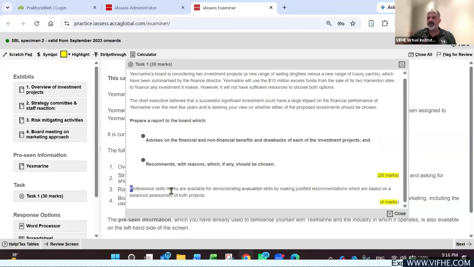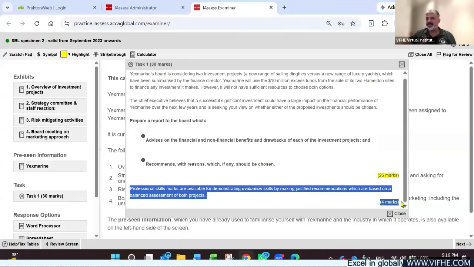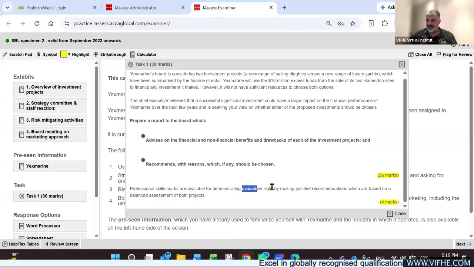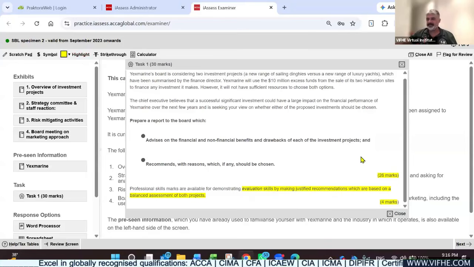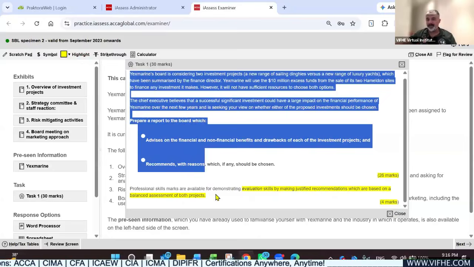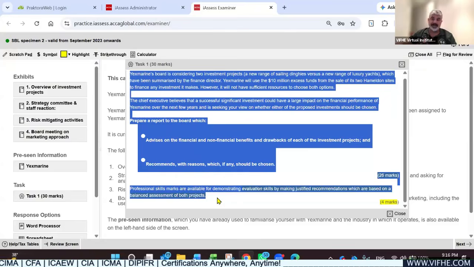And the third component is professional skills. It will tell you which professional skill you need to demonstrate. So in this case, we have to demonstrate evaluation skills by making a justified recommendation. Okay. So you have to read all of the full requirement before you start drafting this task.